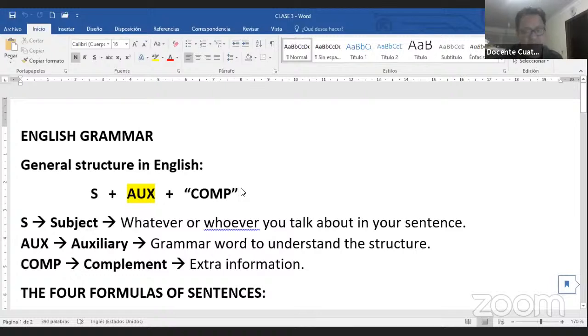The complement we're going to talk about now, it's also vocabulary. It's only words. It's not about grammar. You know the word or you don't know the word. But the auxiliary, you have to understand the grammatical structure. That's why the auxiliary is the most important part. Liber, what is the complement?